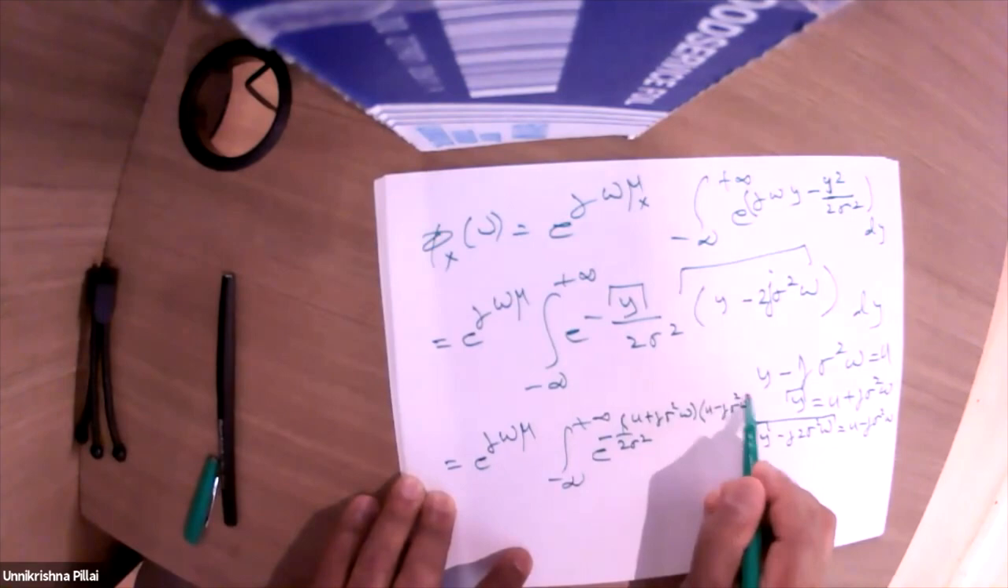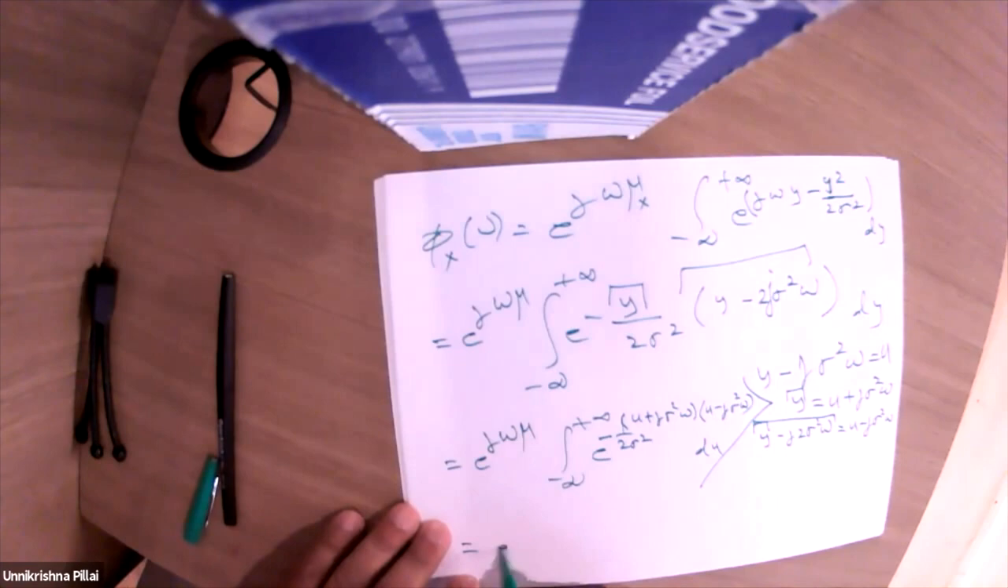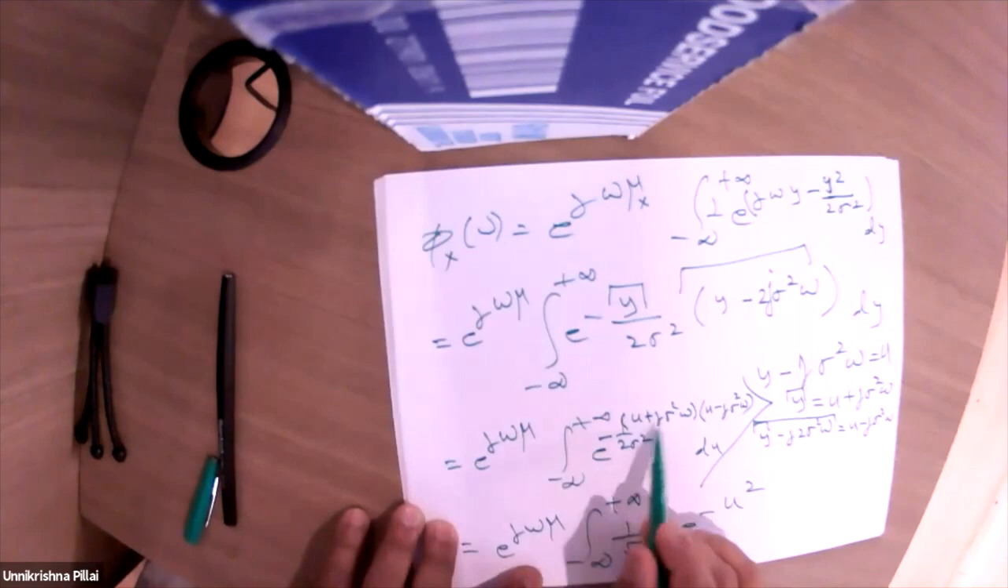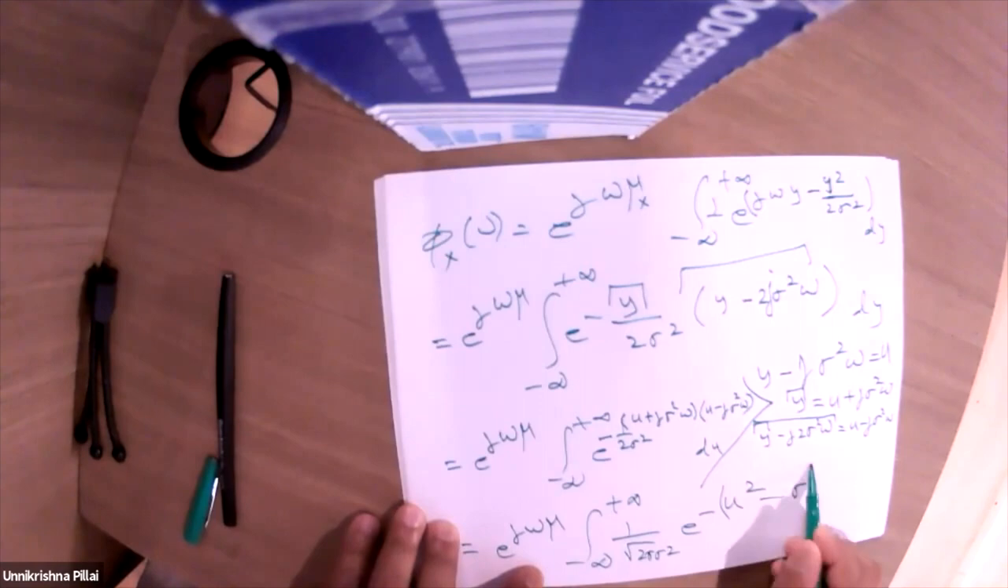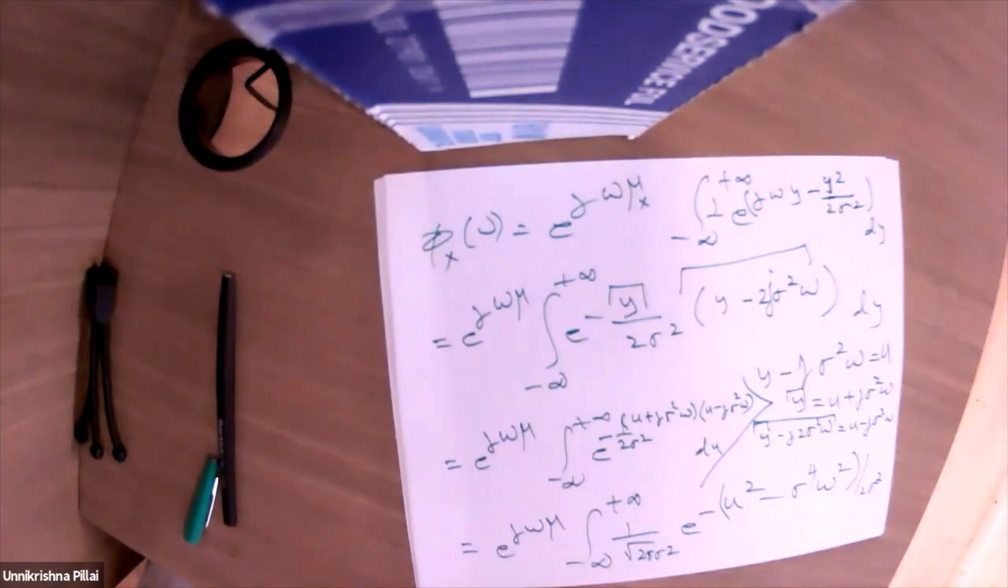And dy is du, but this is a plus b multiplied by a minus b. So this becomes e raised to j omega, integrated from minus infinity to plus infinity. And I lost the constant here, so let me put back the constant: e raised to minus a squared minus b squared. A squared is this. B squared is j squared. J squared is minus 1, sigma 4 omega squared divided by 2 sigma squared. So again, there is a term without u. So I'm going to take the constant outside.